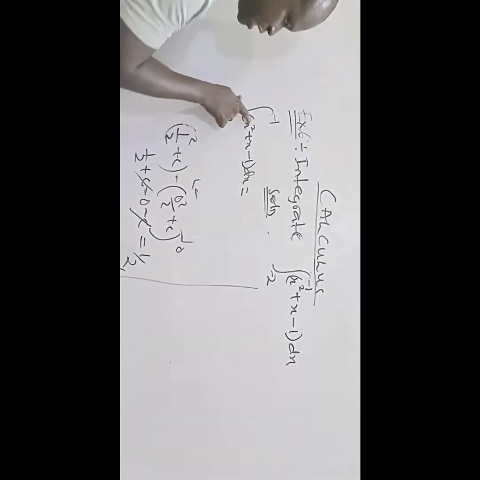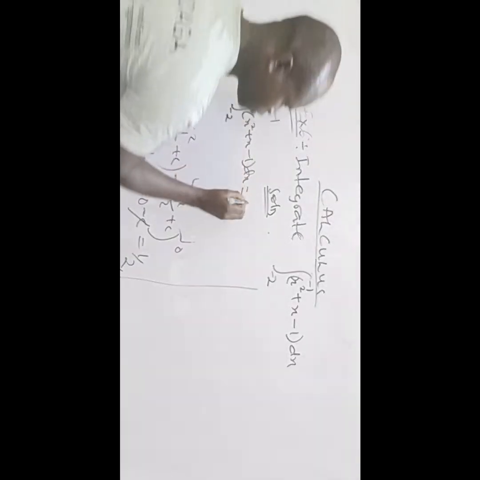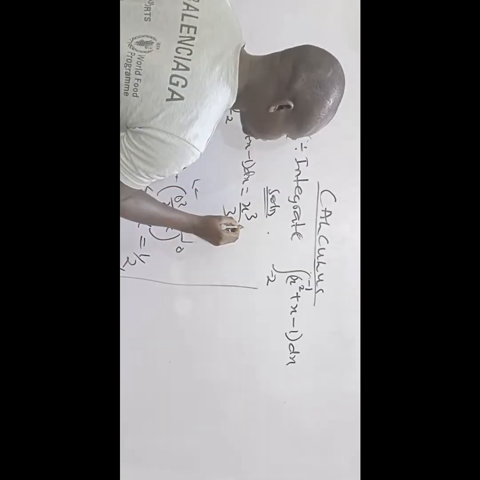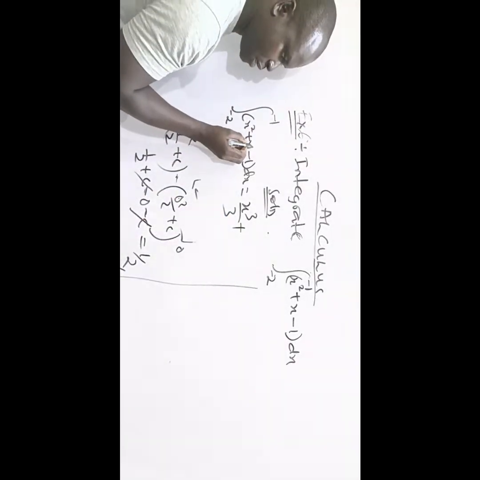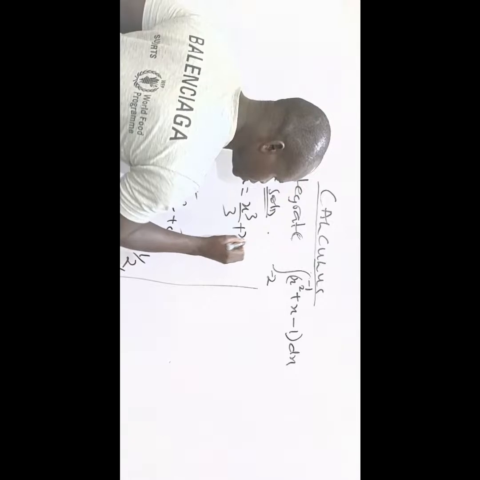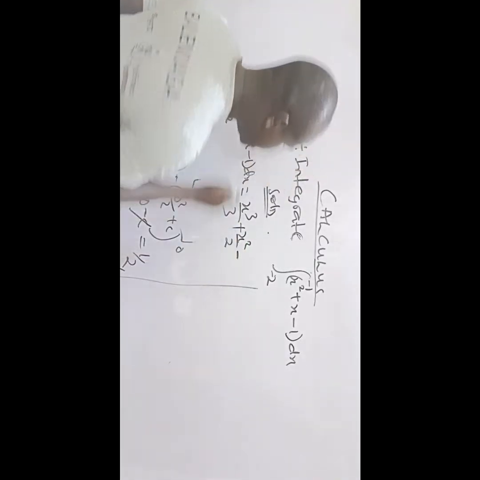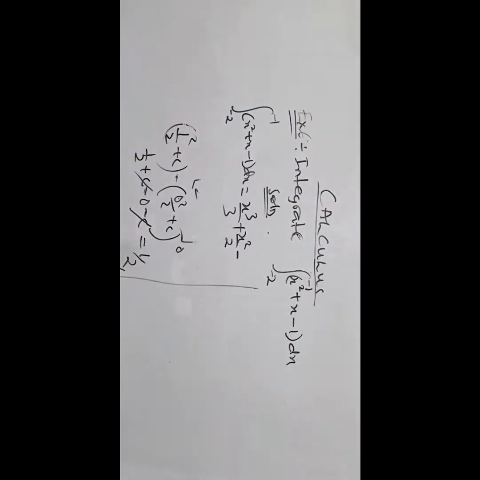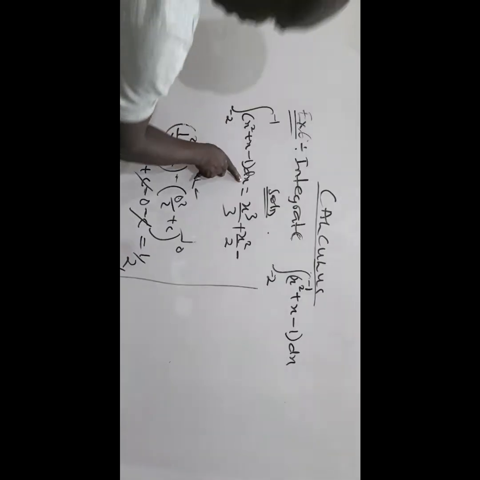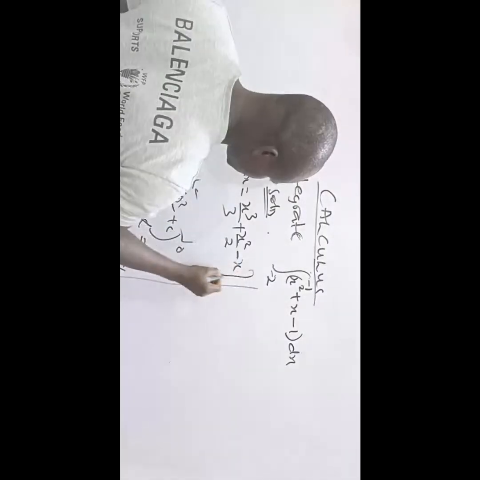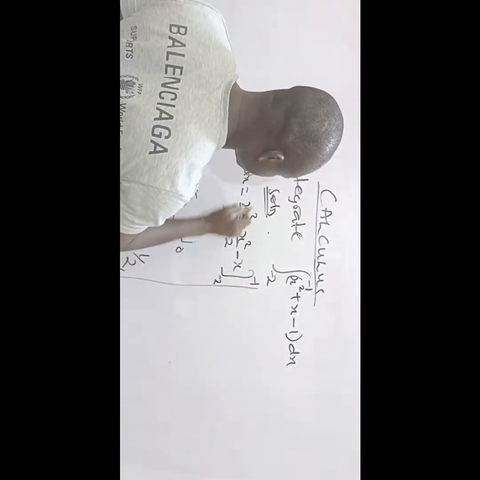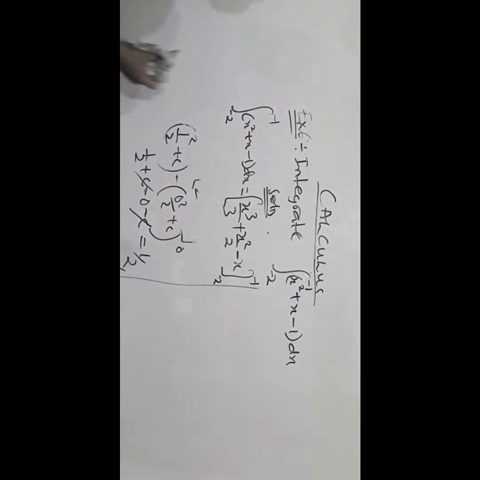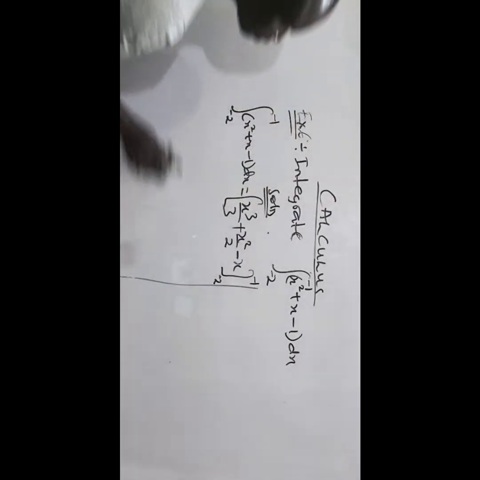If you integrate x squared, that will be x to the power 2 plus 1, we're going to have x cubed over 3. Plus, if you integrate x, it is 1 plus 1 is 2, we have x squared over 2. Minus, if you integrate a constant like 1, we are going to get x, because we are integrating with respect to x. Then from minus 2 to minus 1. We don't need to put arbitrary constants, because the arbitrary constant will cancel out by the time we substitute the values.